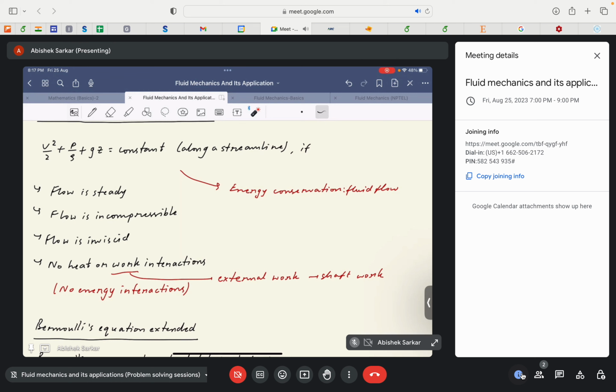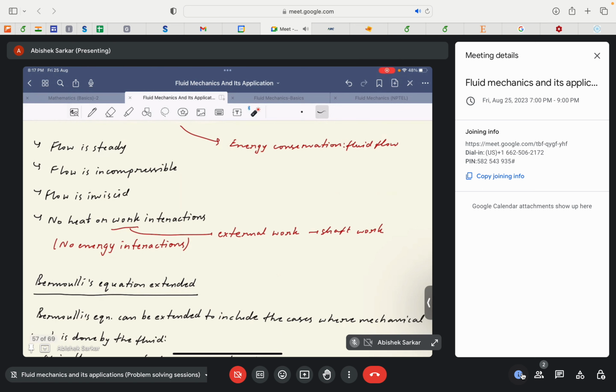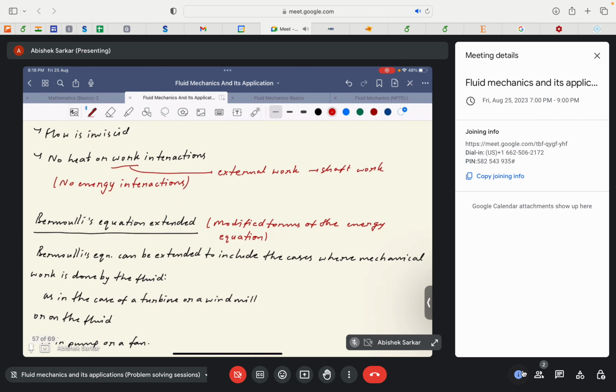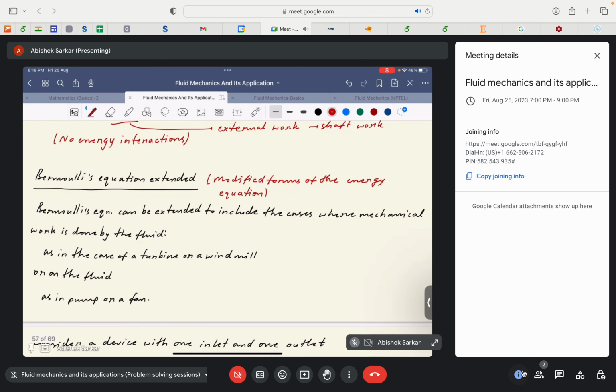Ideally it should not be called Bernoulli's equation, but some modified forms of the energy equation. So I should ideally write it as modified forms of the energy equations. Okay. So let me just go through it.